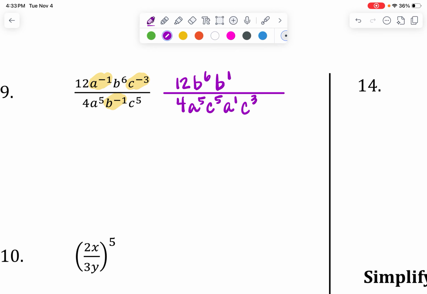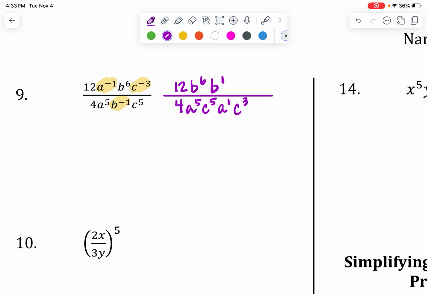All right, so now everybody's happy and they're where they're supposed to be. So now I can start simplifying. Well, again, please don't forget, numbers are just numbers. They just get treated like a normal division problem. And 12 divided by 4 is 3, right? So I'm just going to do the division.